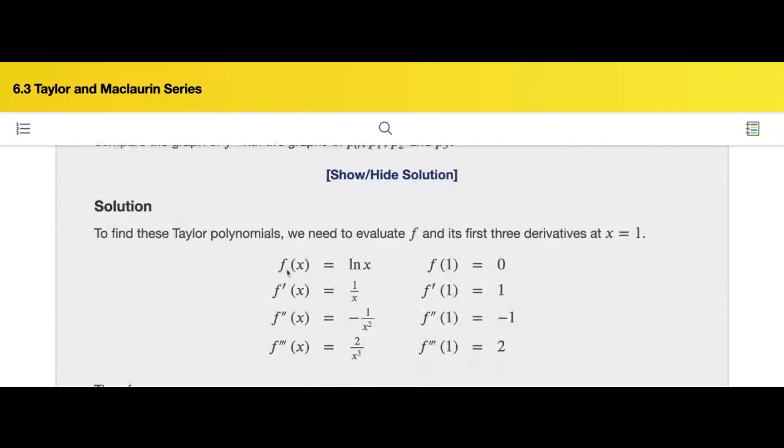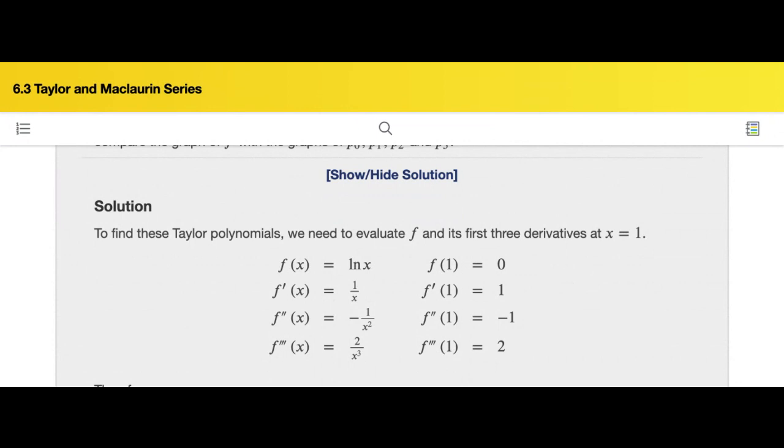So f of x equals ln x, f prime of x equals 1 over x, f double prime of x equals negative 1 over x squared, f triple prime of x equals 2 over x cubed. Then x equals 1, so we evaluate at 1: f of 1 equals 0, f prime of 1 equals 1, f double prime of 1 equals negative 1, f triple prime of 1 equals 2.